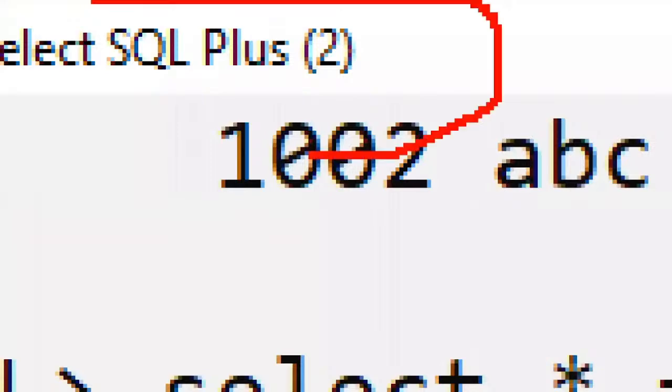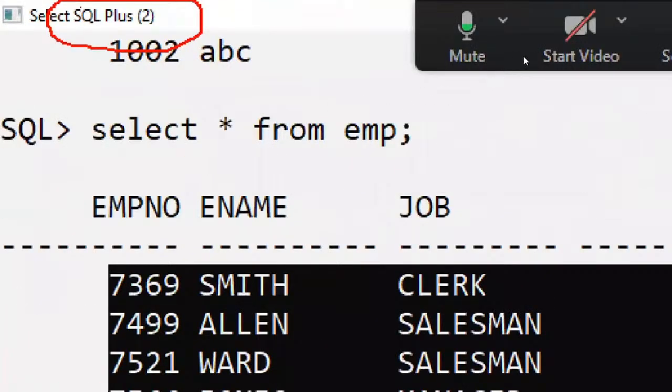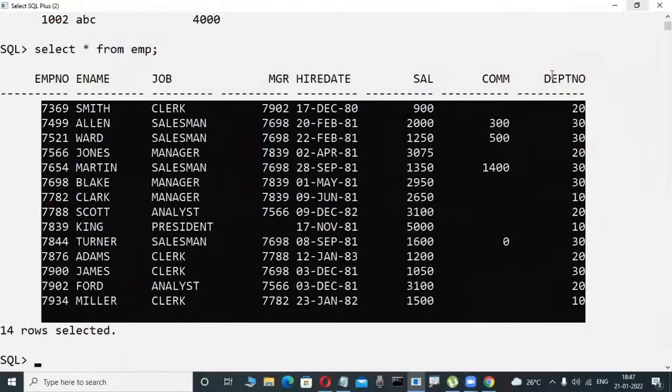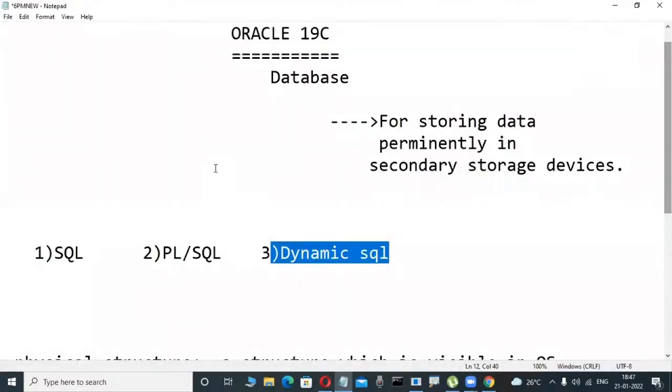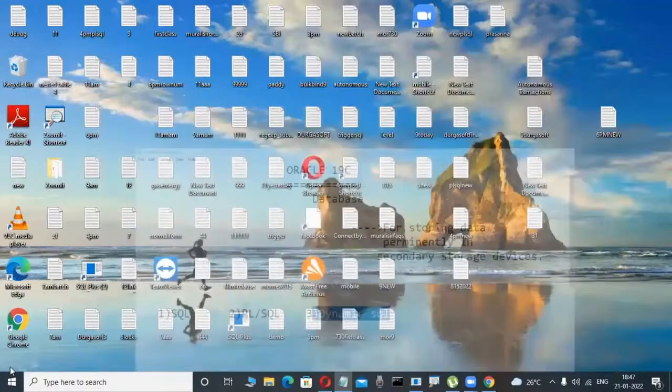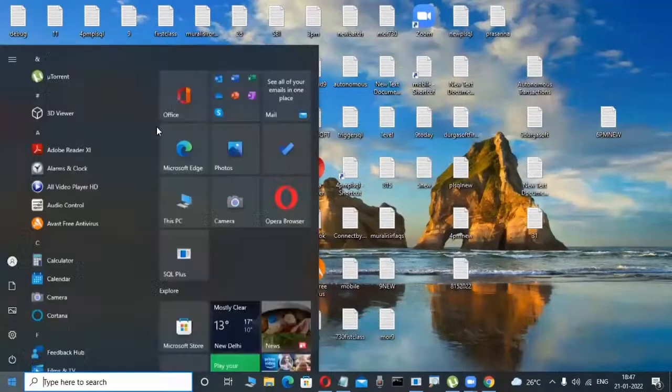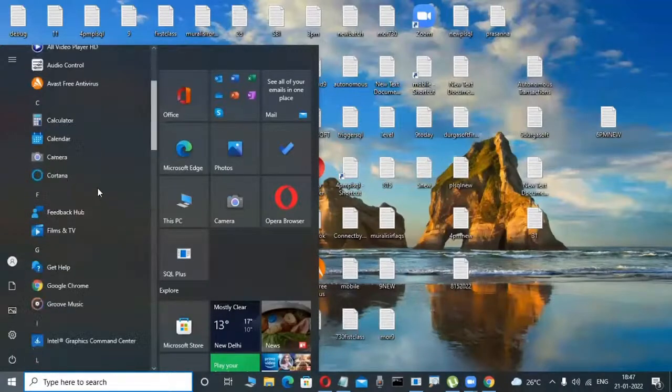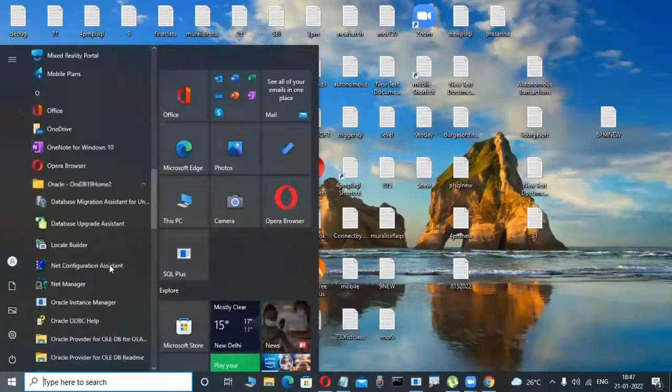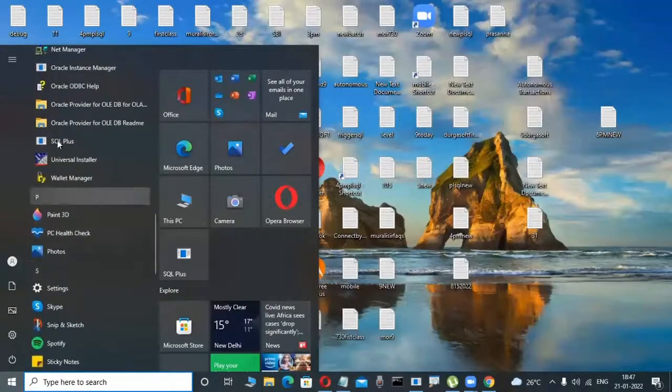This is a tool, called a client tool. If you want to connect to an Oracle database, then we are using client tools. SQL*Plus is the default tool. Whenever I'm installing Oracle software, the tool is automatically available. How can you install it? We are learning these tools in our course. Don't worry. When I install the Oracle software, SQL*Plus is automatically there.